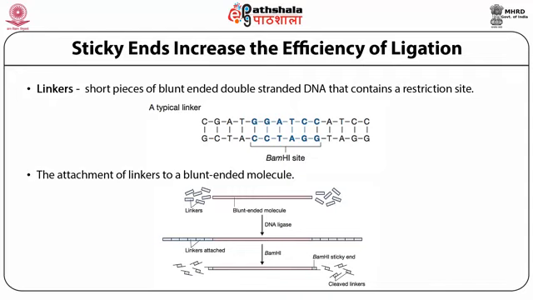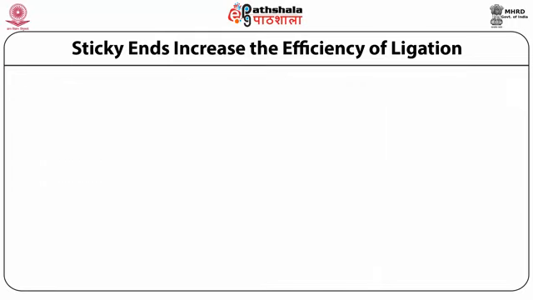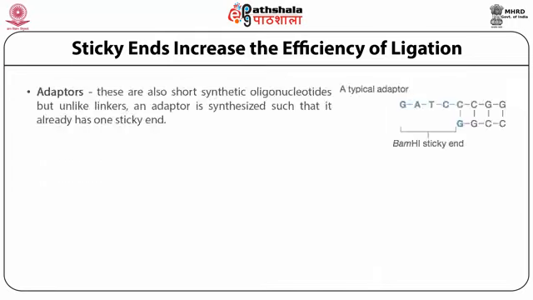is digested with, in this case, BamHI enzyme, so that a DNA molecule with a blunt end can be turned into one which has a sticky end, because the linkers which are attached are digested, leaving one linker each on each side. Second type of molecules is the adapters.